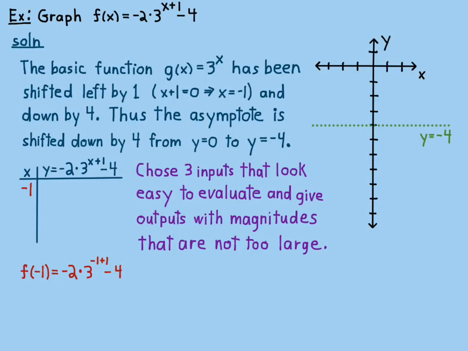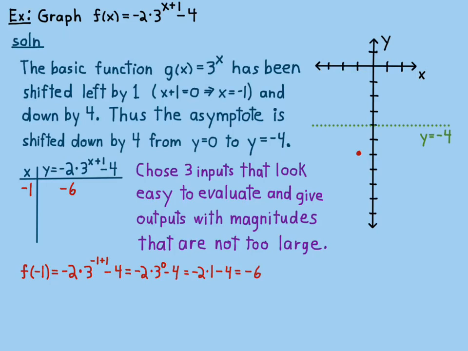So I just put -1 in for x right there, and you get 3 to the 0, like I said before. I actually kind of did these orally already. 3 to the 0 is 1, so you get -2 minus 4, which is -6. Right? So that's good. I can graph that. So I graphed that, -1, -6.